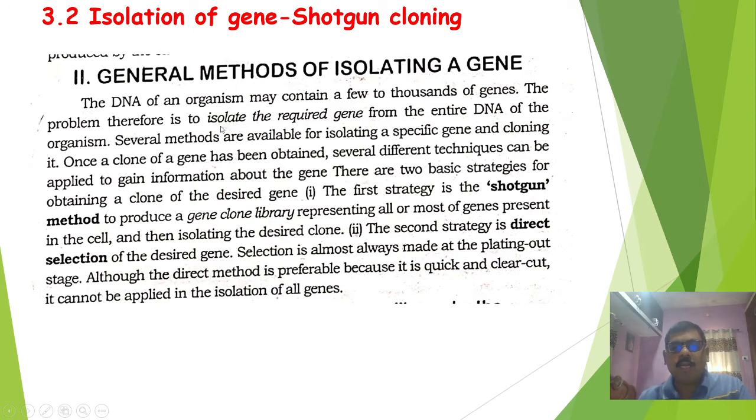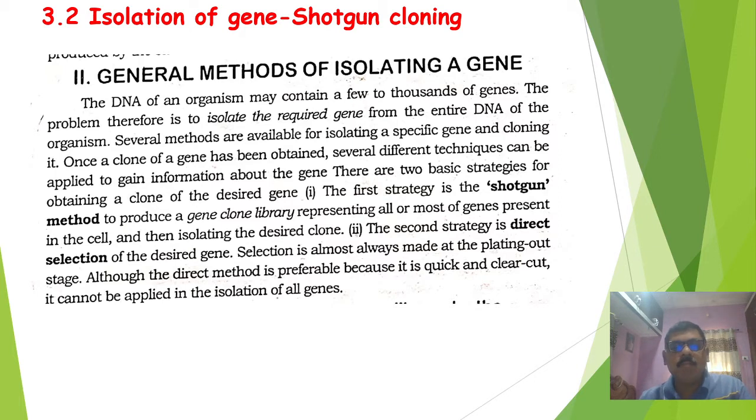The DNA of an organism may contain a few to thousands of genes, and the problem therefore is to isolate the required gene from the entire DNA of the organism, and several methods are available for isolating a specific gene and cloning it. Once a clone of the gene has been obtained, several different techniques can be applied to gain information about the gene. And there are two basic strategies for obtaining the clone of the desired gene.